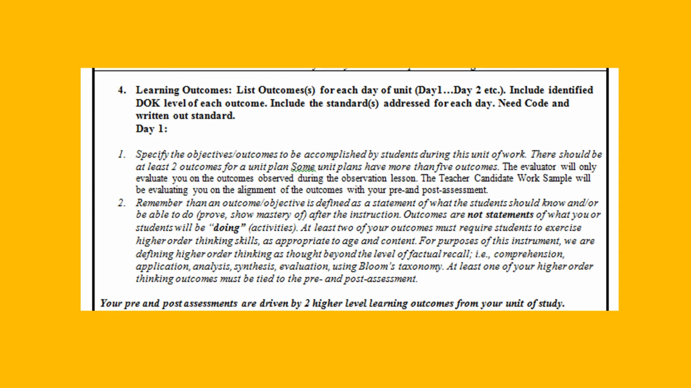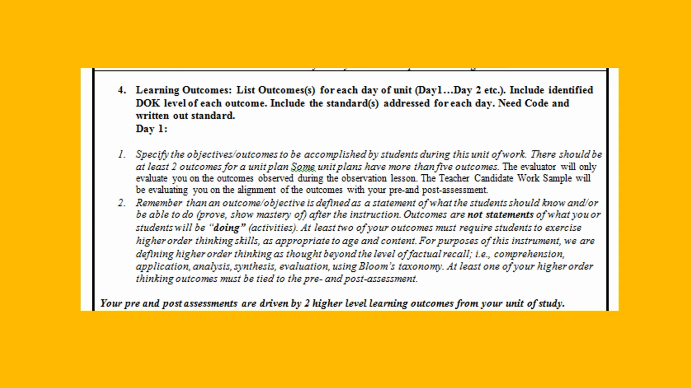So notice in here that you are looking at objectives, and you should have 2 to 4 objectives per day. An outcome and an objective are the same thing, interchangeably. So you're going to look for an outcome or an objective. You should have 2 to 4. They should have some lower and some upper.